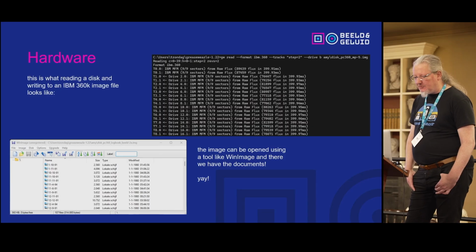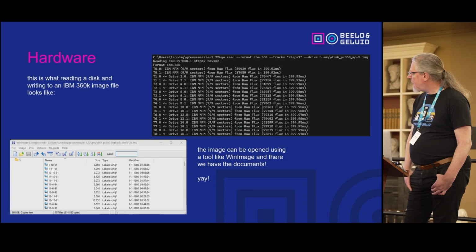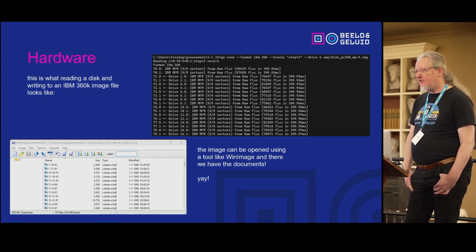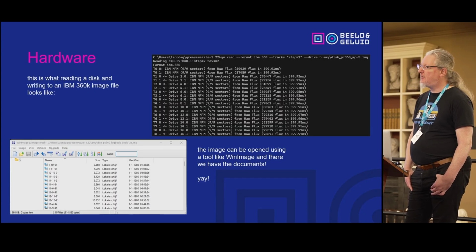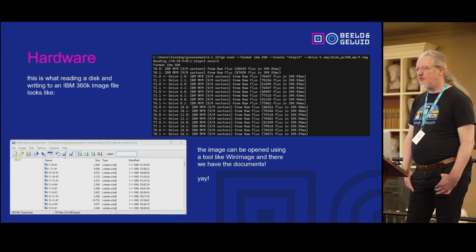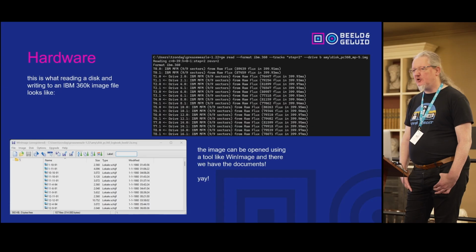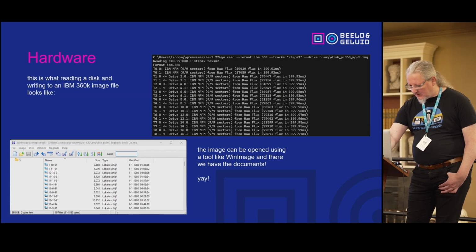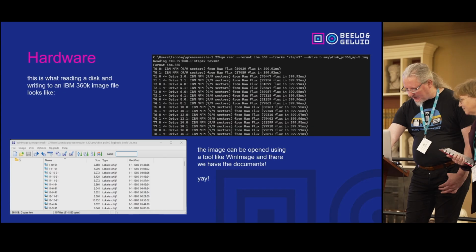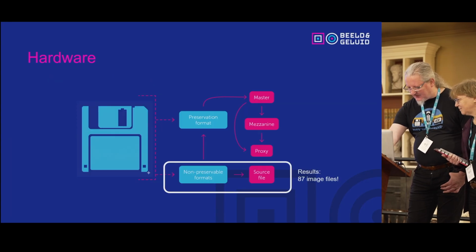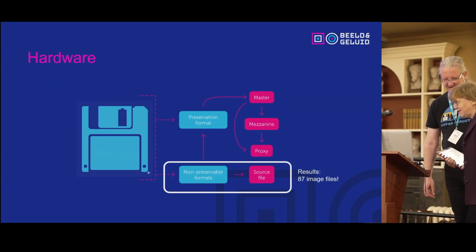And the resulting image file you can open with a tool. This is the lower screenshot. You can look inside the image and see what's on the diskette. So there we have the files that are on this diskette. And you can drag and drop or copy the files elsewhere and then you have the actual data. Hooray!